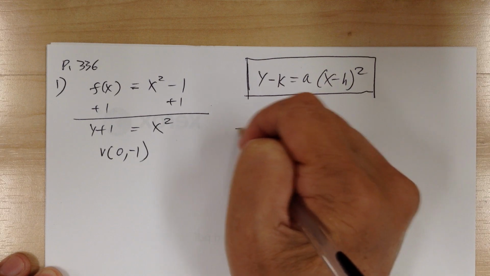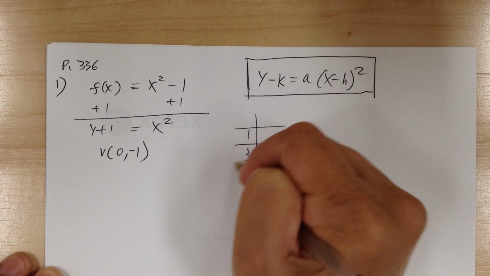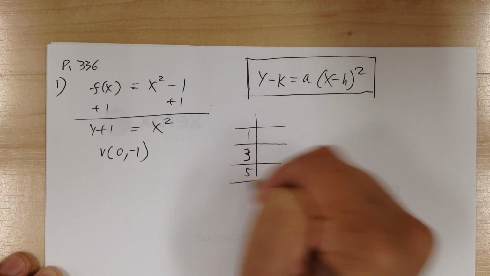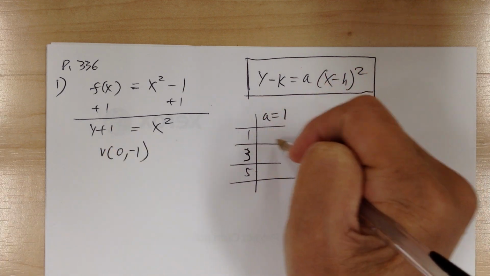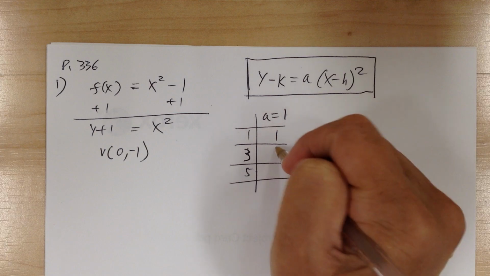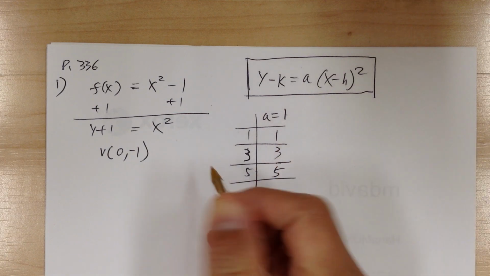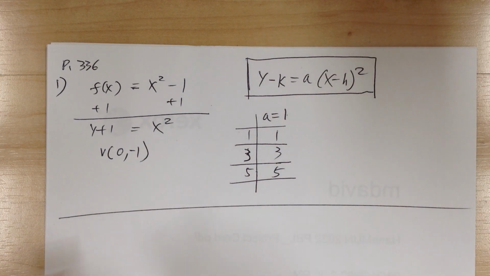And to graph, you have to do the 1, 3, 5. Those are your increments. And a equal to 1 over here, so you have to multiply. Since a equal to 1, when you multiply, you're still going to get the same thing. So now we're ready to graph.